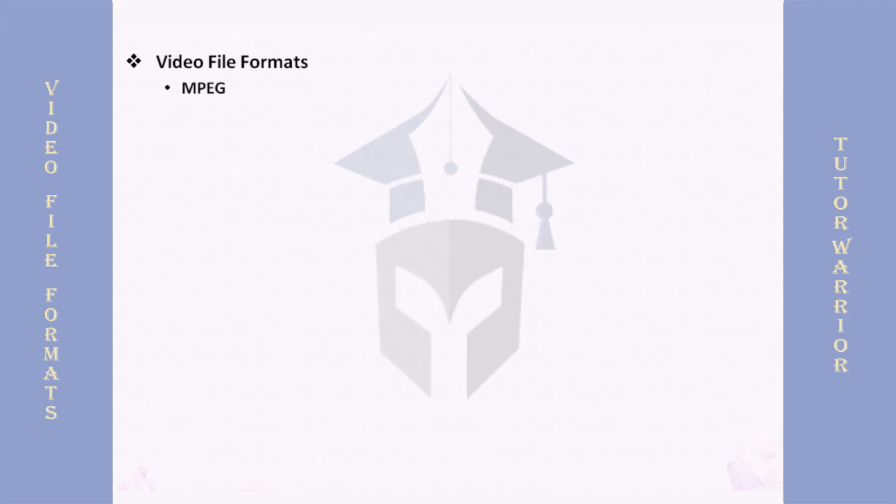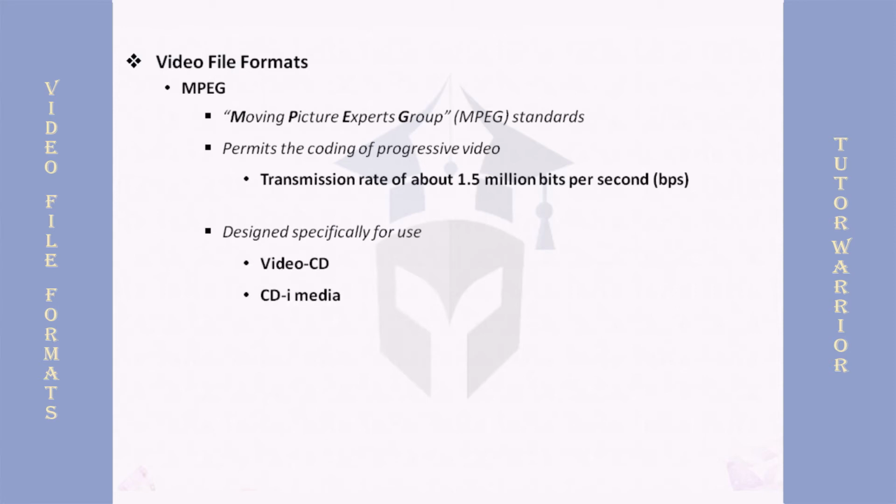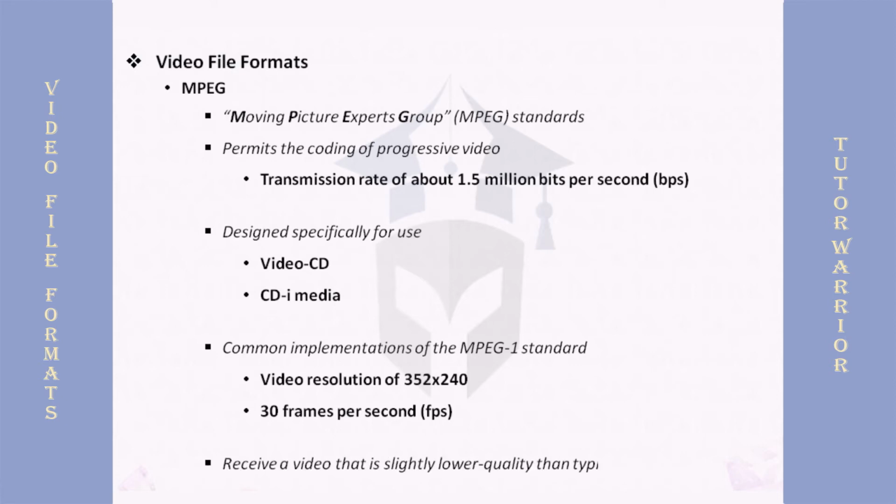MPEG, developed by the Motion Picture Experts Group, MPEG standards. This standard permits the coding of progressive video at a transmission rate of about 1.5 million bits per second, bps. This file format was designed specifically for use with video CD and CD-i media. The most common implementations of the MPEG-1 standard provide a video resolution of 352 by 240 at 30 frames per second, FPS. When you use this standard, the quality is slightly lower than your typical VCR video.